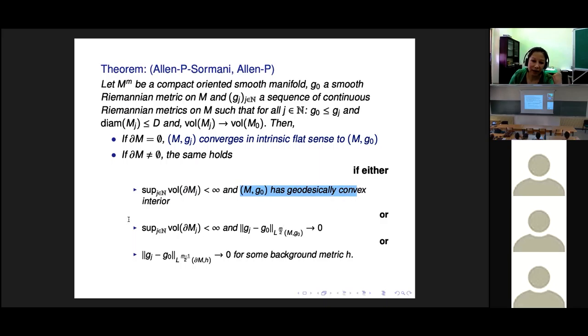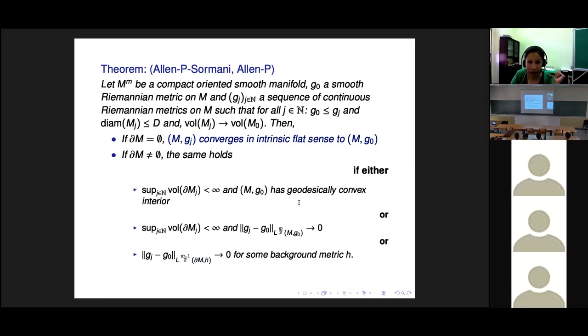And then there are other two more possibilities in which you also have convergence that involve some convergence of the Riemannian tensors, but just, well, this is okay. This one, for example, is just at the level of the boundaries. So I'm not going to talk about these two last results. I'm just going to focus on these first two, when you don't have boundary or when your boundary is geodesically convex with respect to the fixed Riemannian metric to which you want to converge.